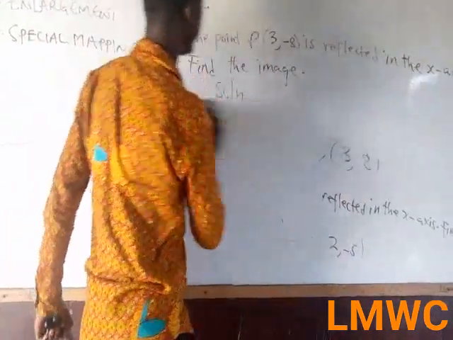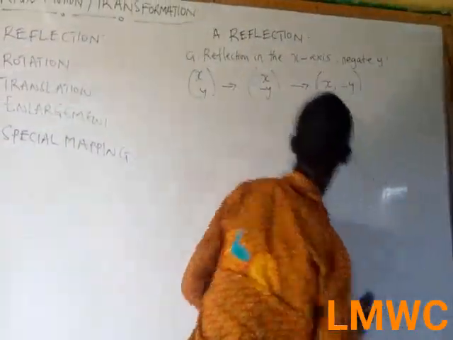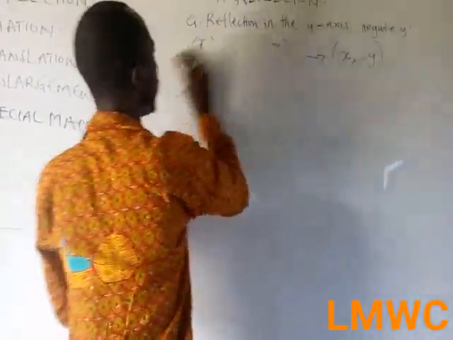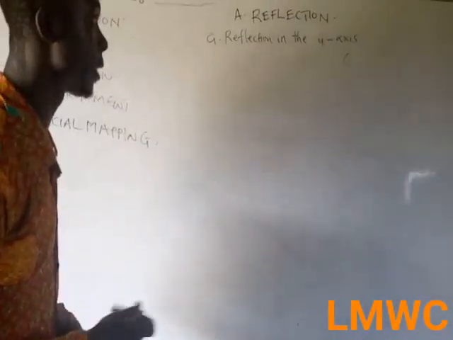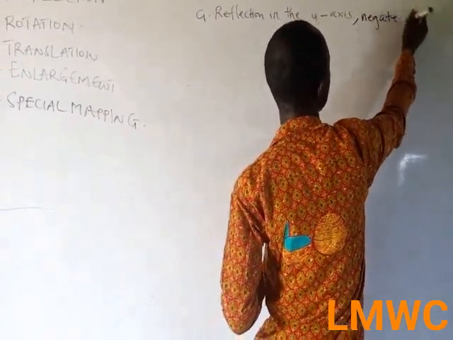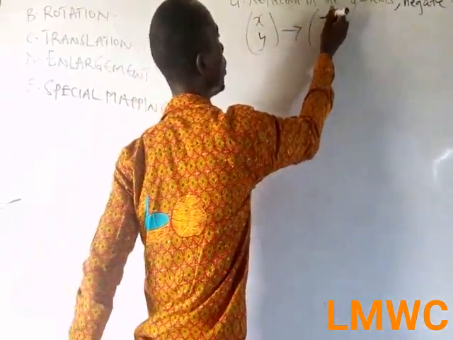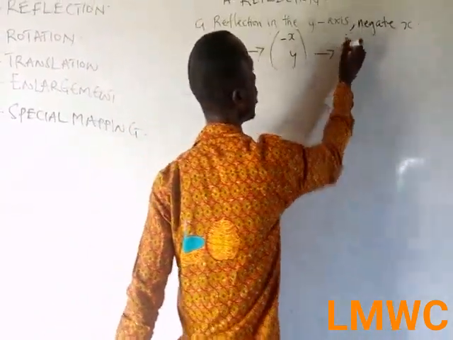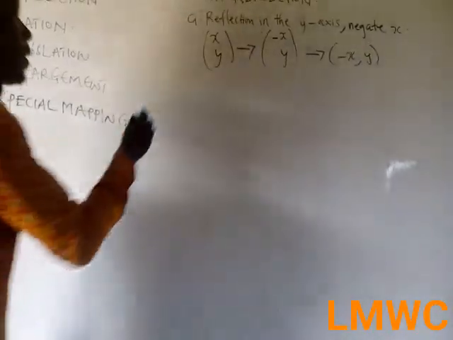Now let's move on to reflection in the y-axis. Under reflection in the y-axis, you negate x. (x, y) maps to (-x, y). But this is in the vector form. Leaving it in coordinates, it becomes (-x, y). Reflection in the y-axis, you negate x.